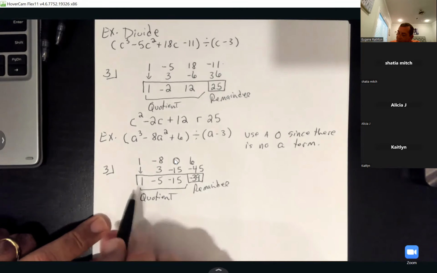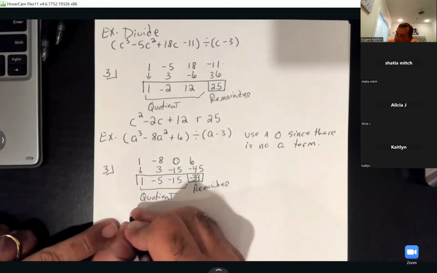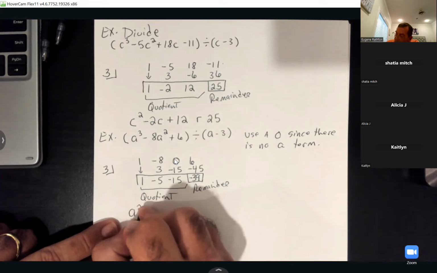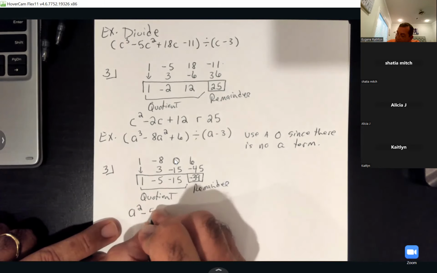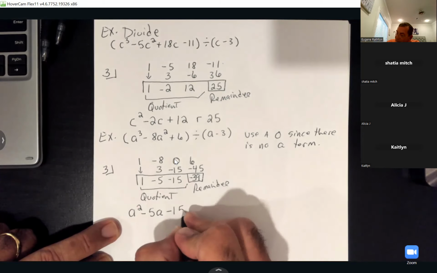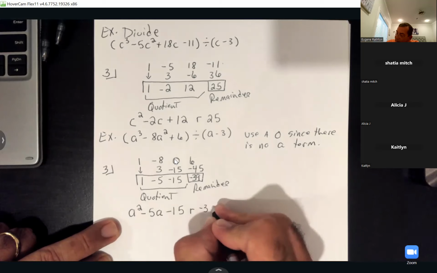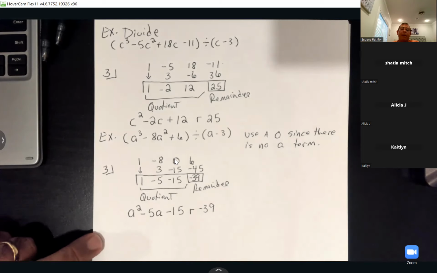All right, so let's see what we got. Remember, 1 degree less, so this means this is 1a squared minus 5a minus 15, and my remainder is negative 39.